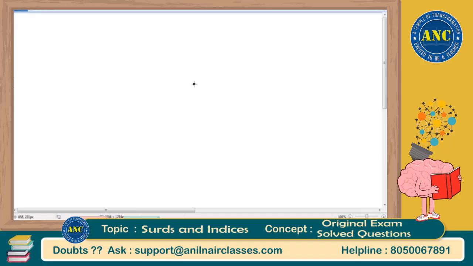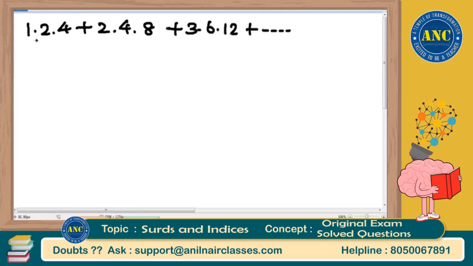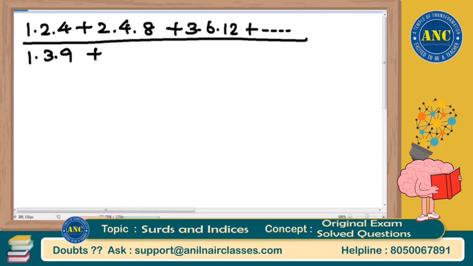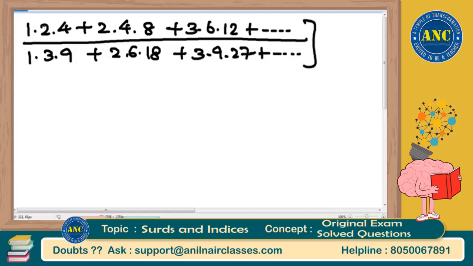See the next question, sir. Your next question is 1 into 2 into 4 plus 2 into 4 into 8 plus 3 into 6 into 12, and then it continues, divided by 1 into 3 into 9, 2 into 6 into 18, 3 into 9 into 27, and then it continues again, whole to the power of 1 by 3. This value I need to find.